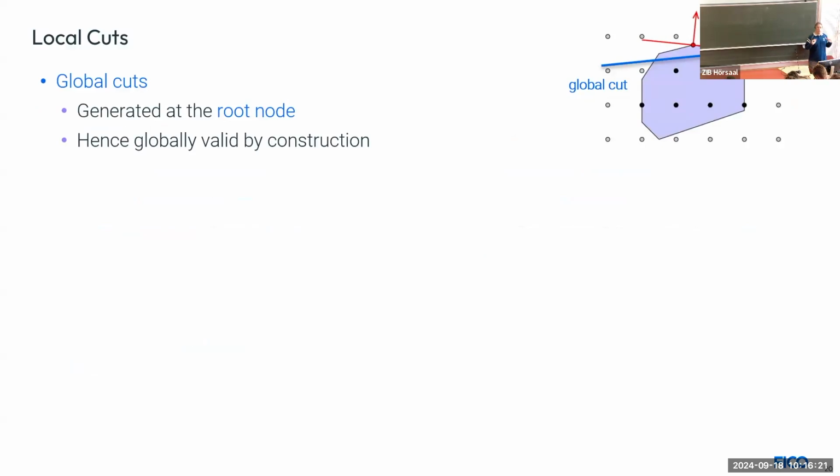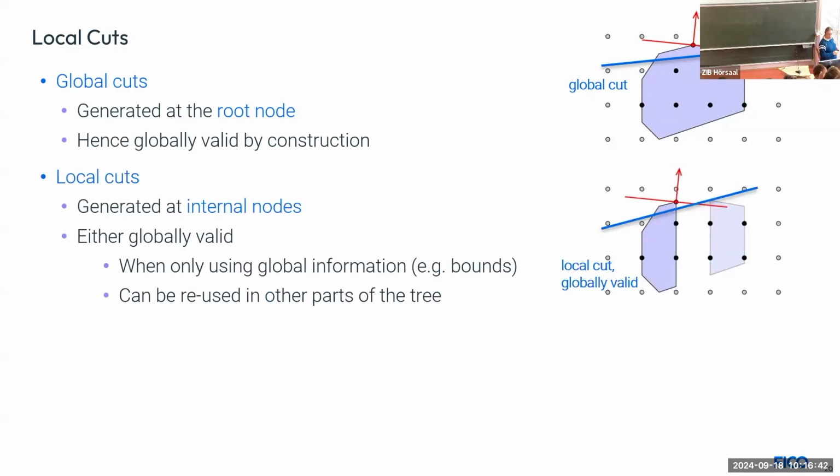The second way to separate cutting planes is not about how you generate them, but where you generate them. So there are global cuts. These are cuts that are generated at the root node, and they are obviously globally valid for the remainder of your search procedure just by construction. And then there are two different forms of so-called local cuts. So you don't need to restrict yourself to generating cutting planes before you go into your branch and bound procedure. It's very often a very good idea to do it at intermediate nodes. And there you have to face a decision.